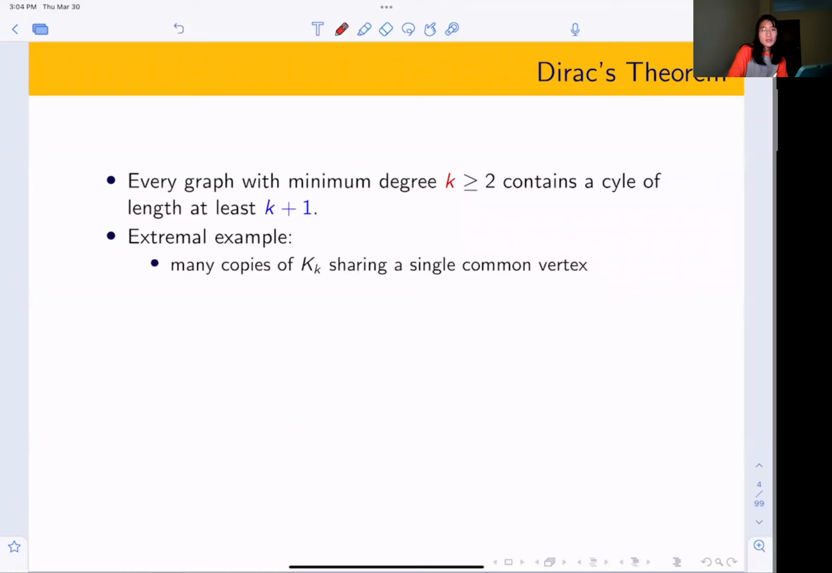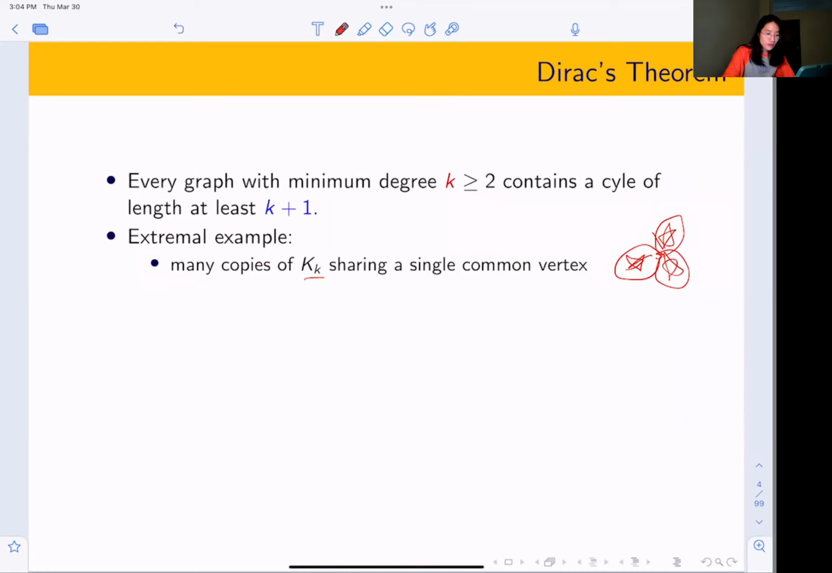And this is sharp. For extremal examples, we can take a copy of the graph K_k, and we have many copies of this, sharing one vertex here in the middle. So here we have minimum degree k minus 1, but the longest cycle has length k. So this is best possible.